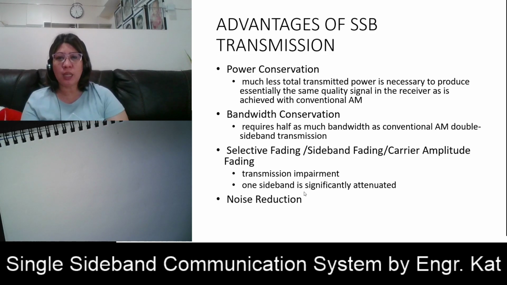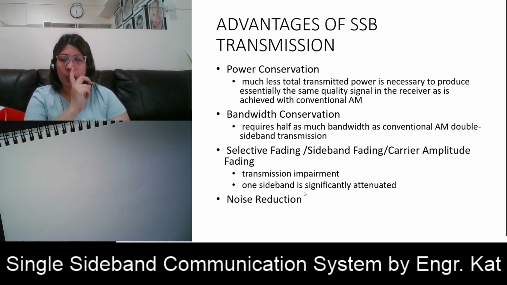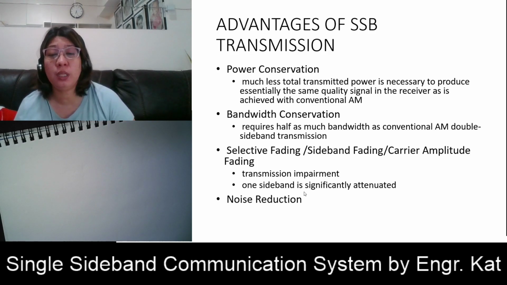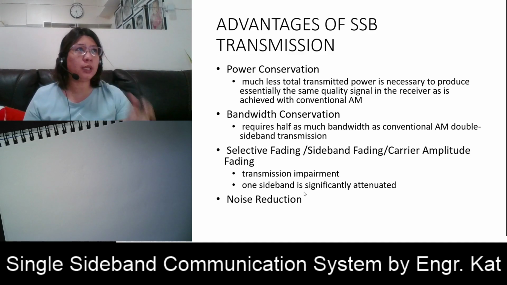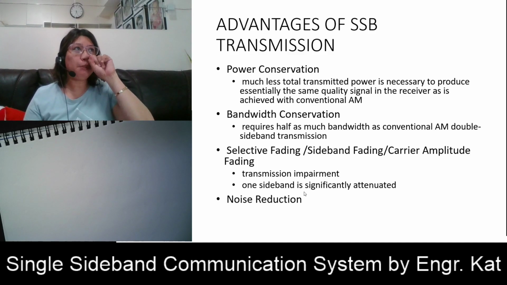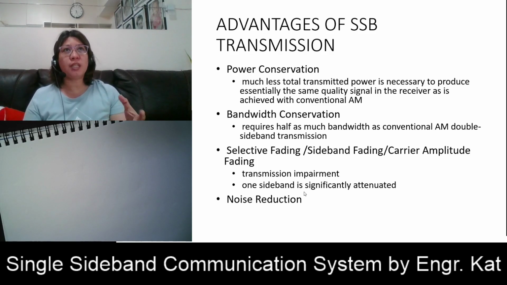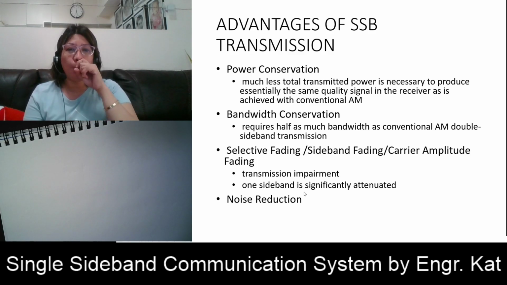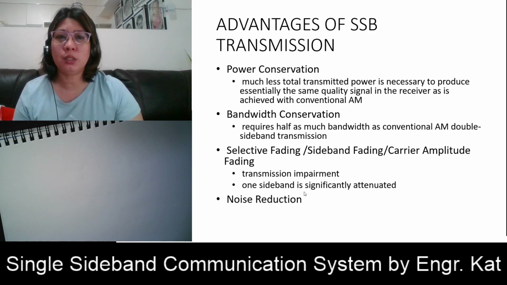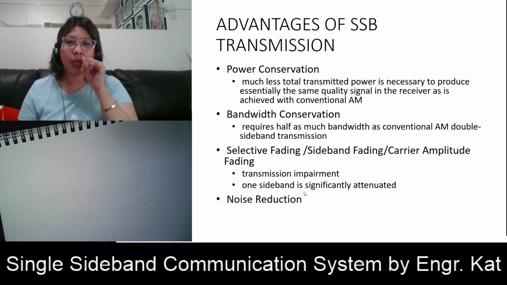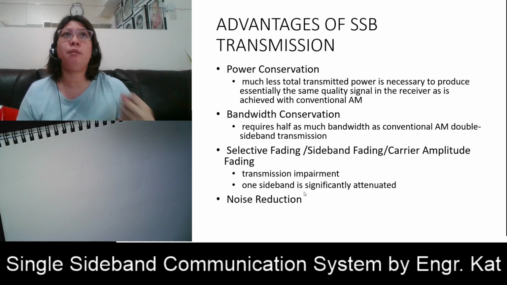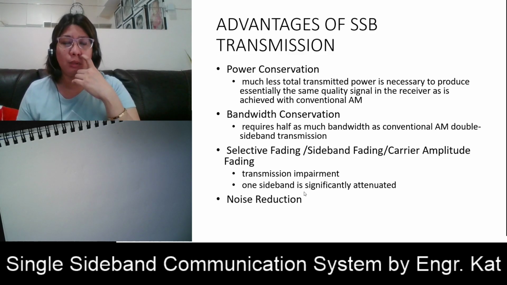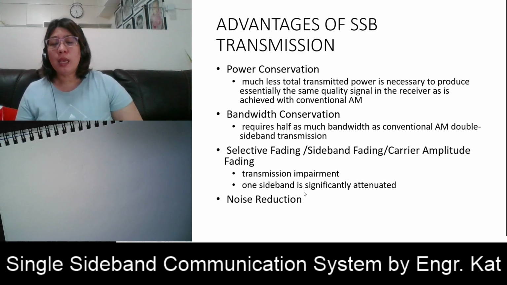So we have what we call selective fading, sideband fading, or carrier amplitude fading, which are sometimes called transmission impairments. If we have a carrier and two sidebands being transmitted or propagated through a transmission media by different paths, we may experience different transmission impairments. When your sideband followed a different path, you call that sideband fading. When your carrier followed a different path and it's lost, you call that carrier amplitude fading. In this type of problem, one sideband is significantly attenuated. But since in single sideband communication we are totally eliminating the carrier or reducing it, and one of the sidebands, the selective fading is really being improved.